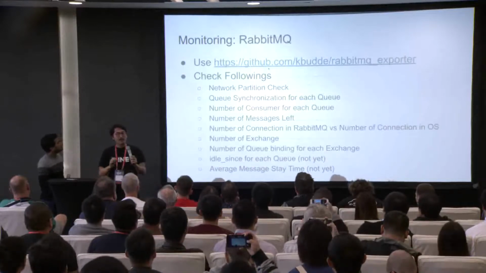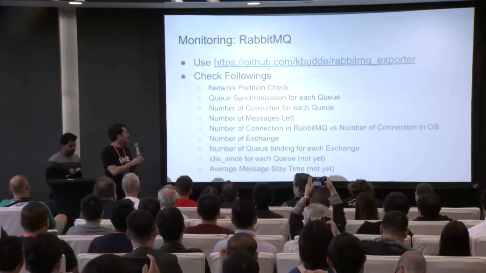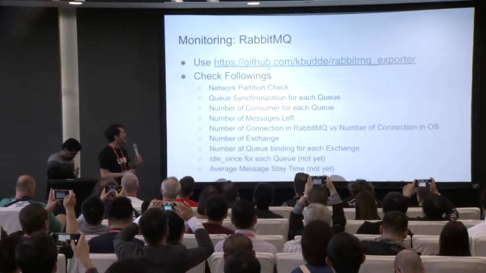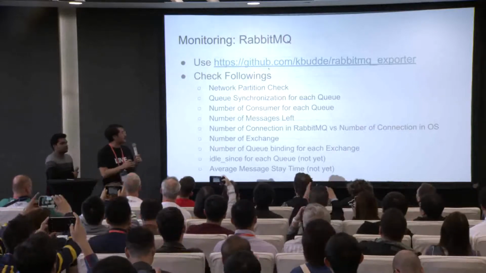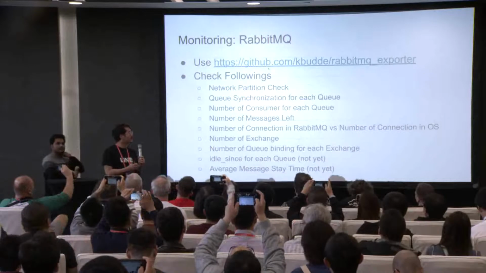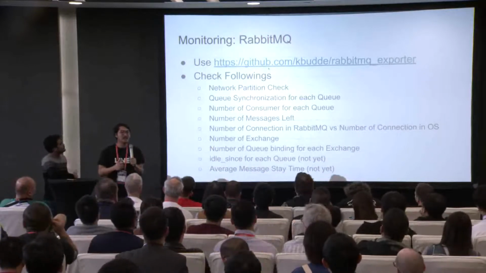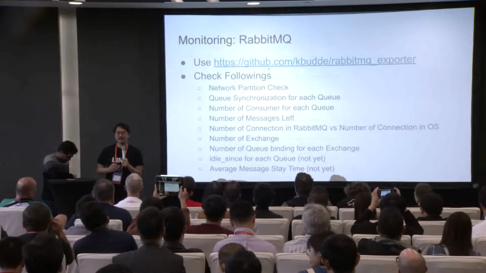This is an overview of the RabbitMQ monitoring. This slide just describes very common things. We use the RabbitMQ Prometheus exporter, which is an open source implementation. By using this exporter, we can collect the metrics from the management APIs.